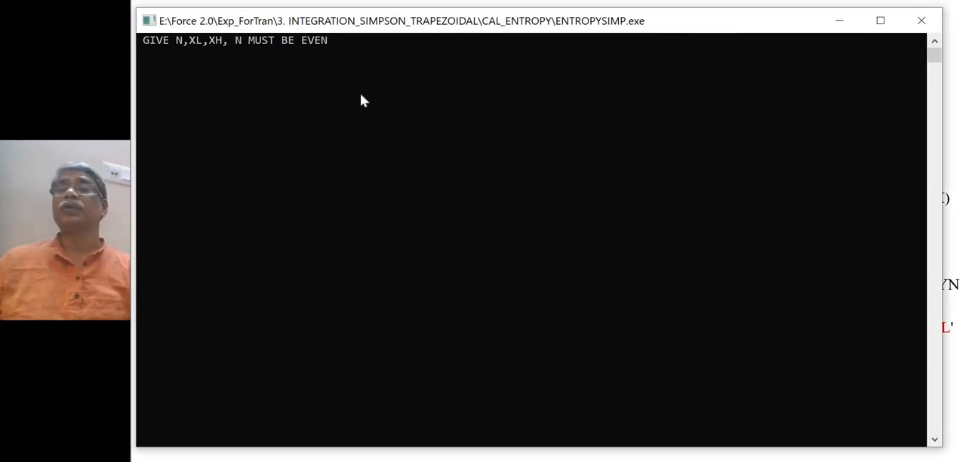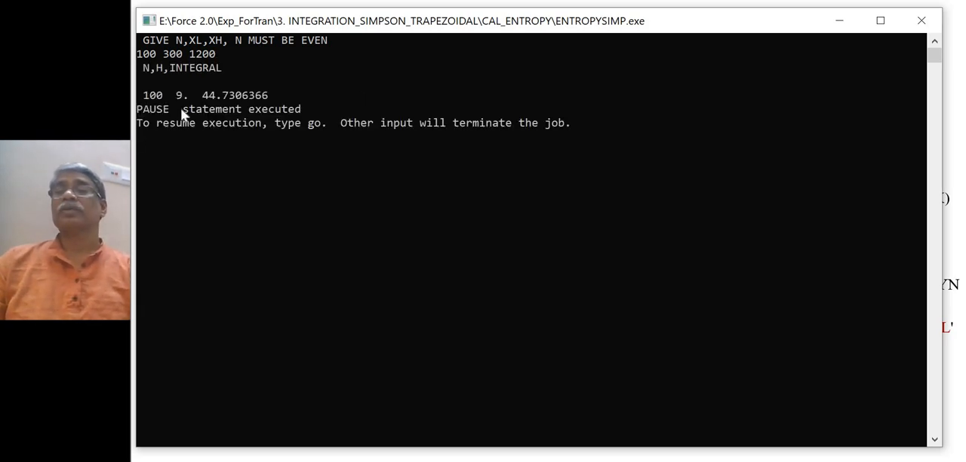Okay, it asks for n, the number of points, so I am just using 100 points. Then the lower limit is 300, and the higher is 1200. That means at 300 Kelvin the data is given, that ABC, and we are asking for the delta S at 1200 Kelvin. So you see the result is coming as, the number of points n is 100, h, the interval, is evaluated, and it is coming as 44.7306. So this is the delta S, right?